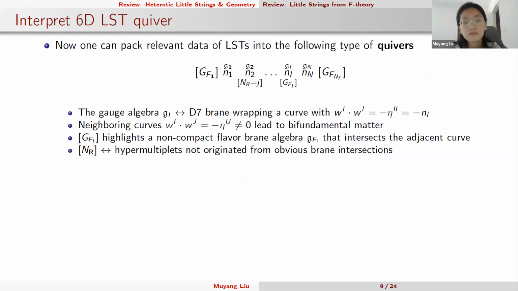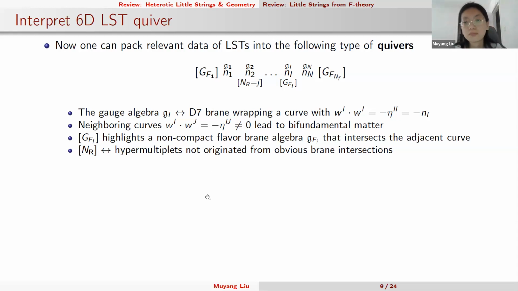And now, given the key ingredients, namely the little strings in the 6D theories, one can compactify the relevant data of the little string theory into the following type of generalized quiver, such that each notation has a relevant interpretation using geometry concepts, which is also translated to the D7 brane information as I listed here.